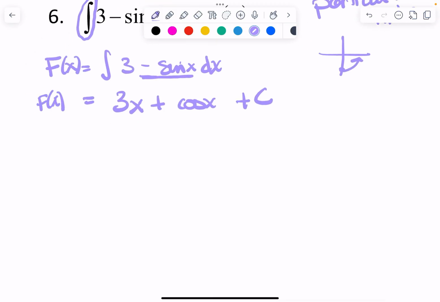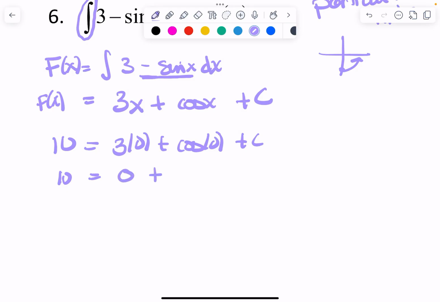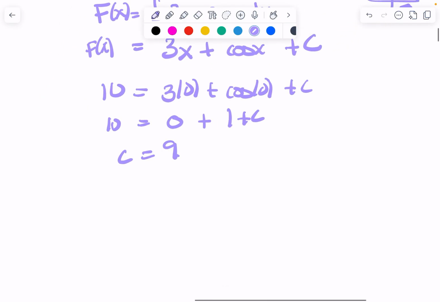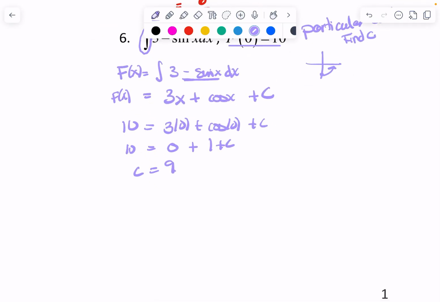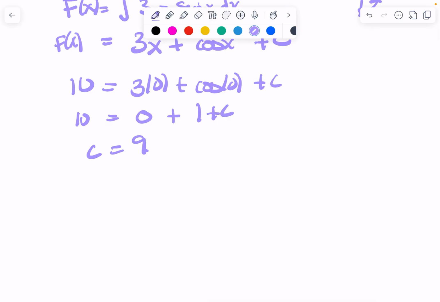So now what do we know? We know that when x is 0, the value is 10. Well, 10 is equal to 0 plus cosine of 0, which is 1, plus c. So we get that c is equal to 9. Interesting here that c was not 10, even though that was f of 0. Got to be careful there.